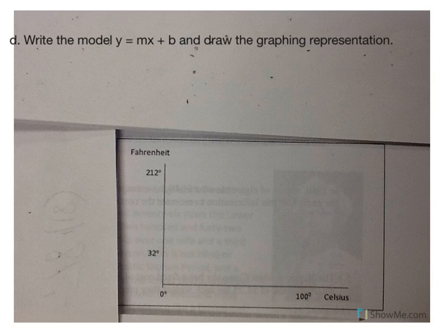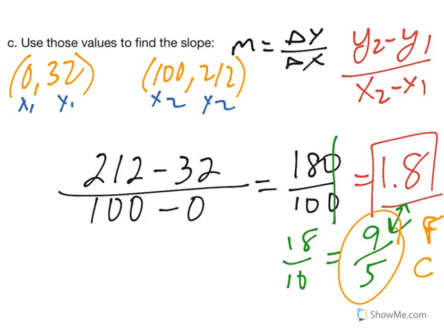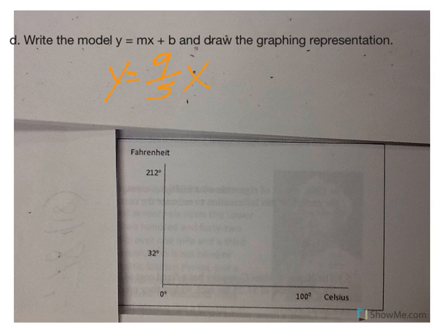And in letter D, let's go ahead and write a model. So y equals, we know our slope, and I'm going to go ahead and use the fraction because it's my video, and that's what I like. And then our slope, the y-intercept, remember, is your starting point. So when the x value is 0, what's y? Well, look here. When the x value is 0, y is 32. So my y-intercept is a positive 32.